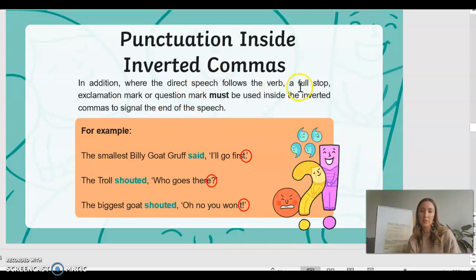When the direct speech follows a verb, a full stop, exclamation or question mark must be used inside the inverted commas to signal the end of the speech. So that's just at the end.